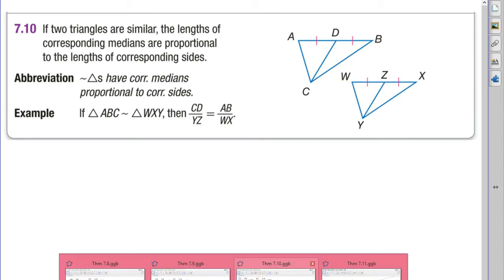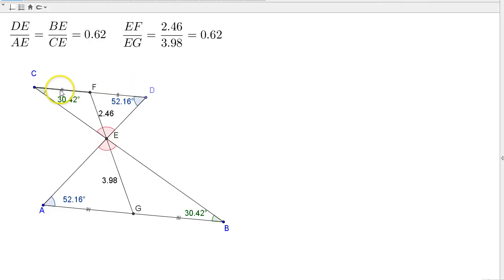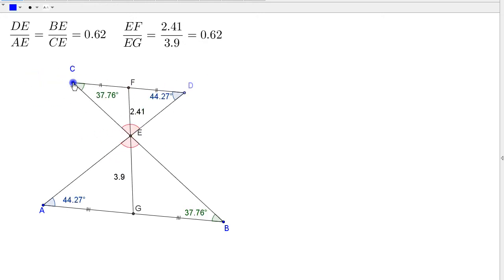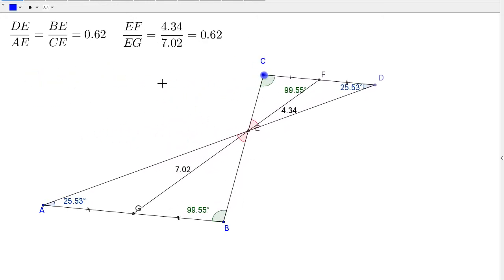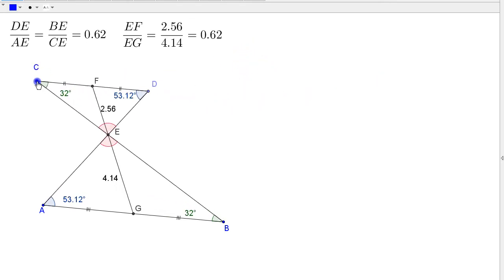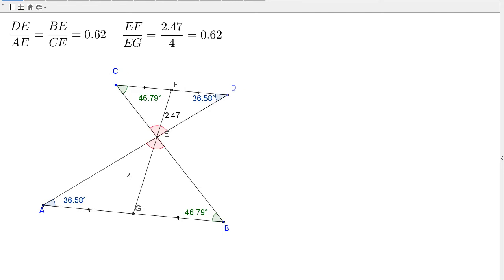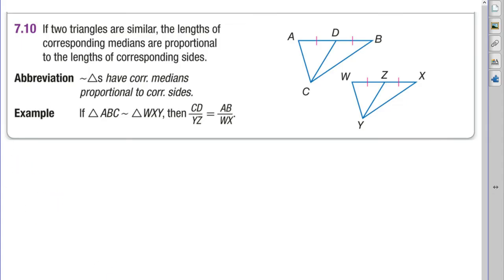I've got it marked here. Again, these guys are congruent. This is the midpoint. Congruent, congruent. This is its midpoint. Here are the medians, EF and EG. Their ratio is 0.62, and the ratio of their sides are also always 0.62. So AB over CD is 0.62, and so on. Okay, so those are those first three theorems.